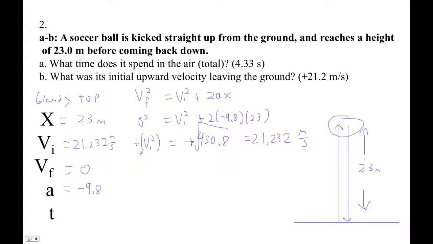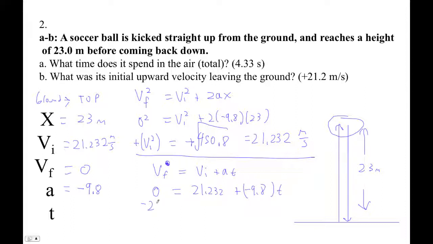I'm going to use no x for that, guys. I'm going to use vf equals vi plus at. There's nothing on that. It's not squared. That's just that, I'm spacing out here. Okay, so 0 equals 21.232 plus negative 9.8 times t. So negative 21.232 equals negative 9.8 times t. And I just divide that by 9.8, right? And I get 2.1665.